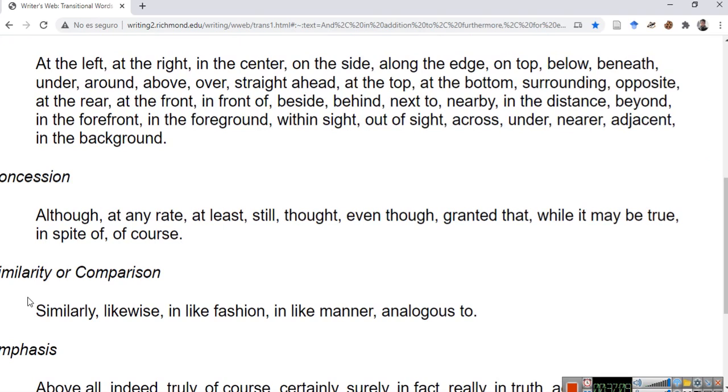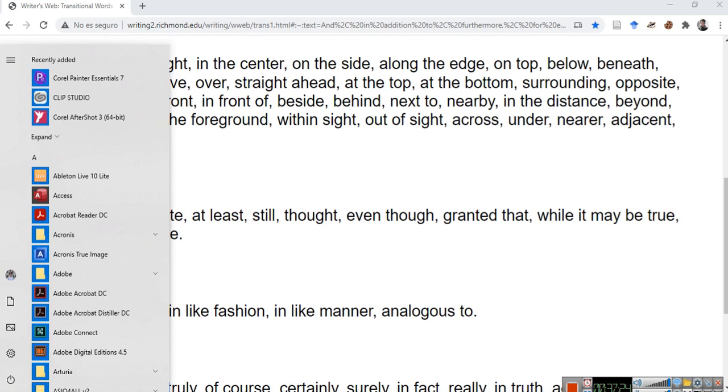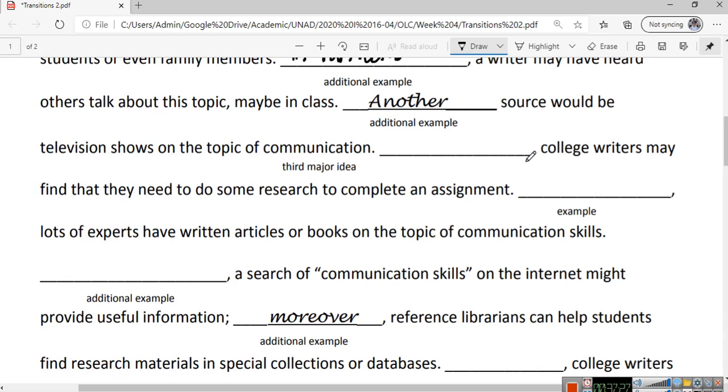Although, at any rate, at least, still, though. This is "though." It shouldn't be written like that. Even though, granted that, while it may be true, in spite of, of course. Now, Lauren, how would you answer that? Lauren, go ahead and unmute your microphone.